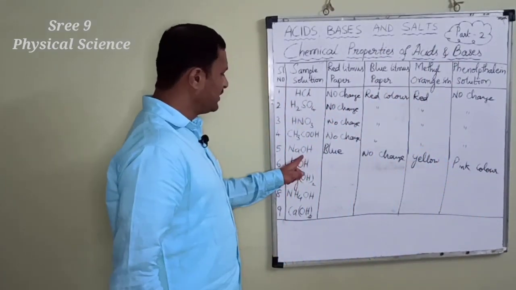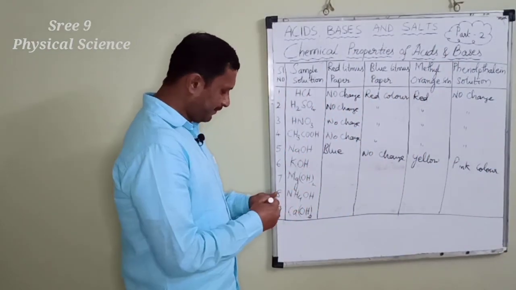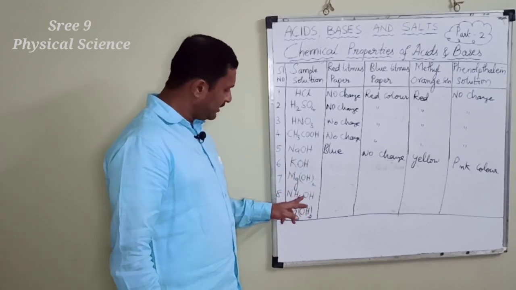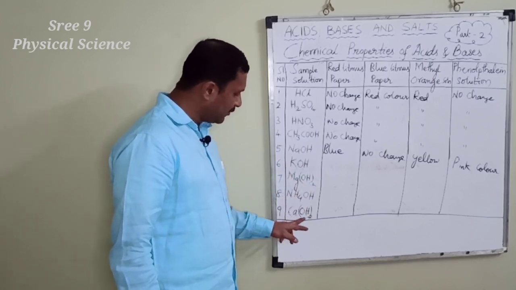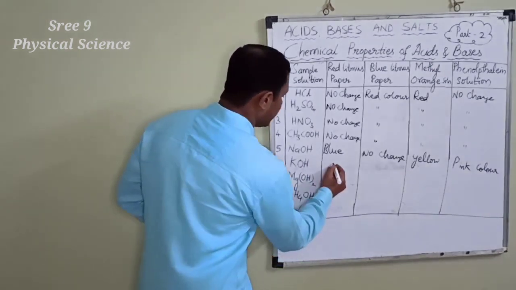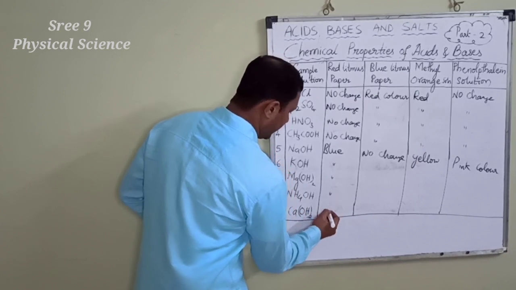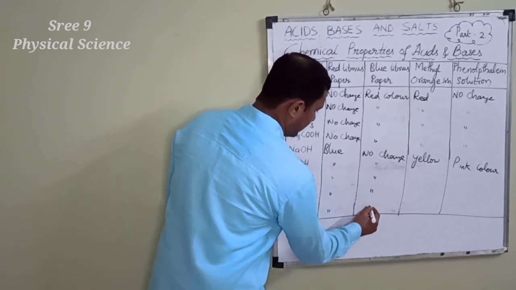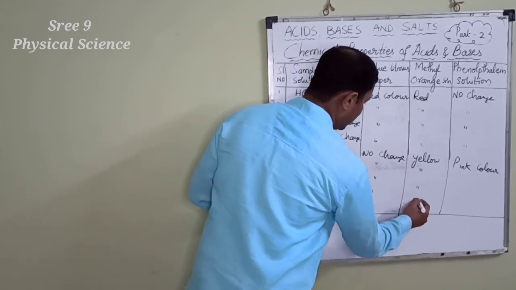So NaOH, sodium hydroxide, is a base. KOH, potassium hydroxide, is a base. Mg(OH)2, NH4OH, Ca(OH)2, all these are bases, hence we will get the same results. So hence we are writing in the table, same results we will get.